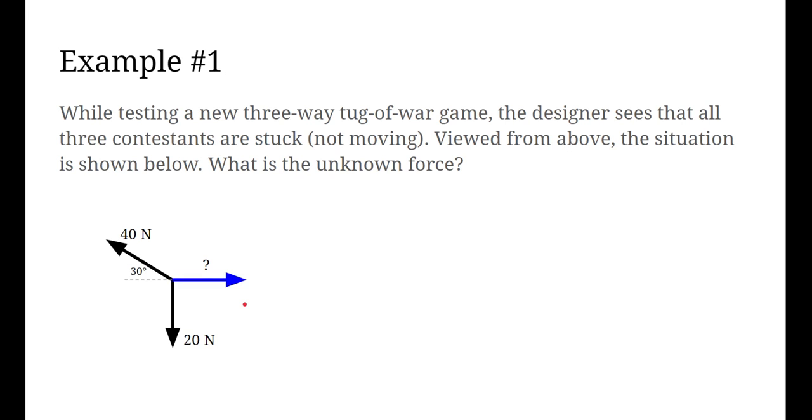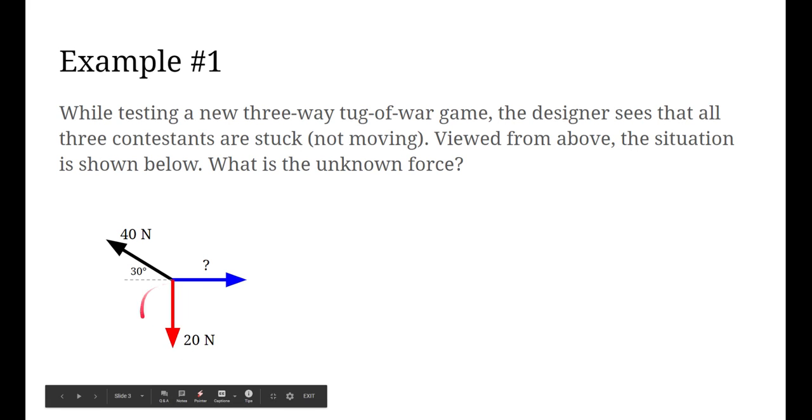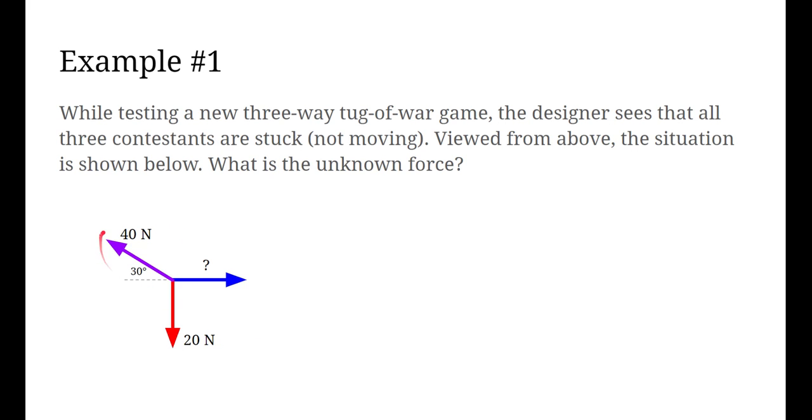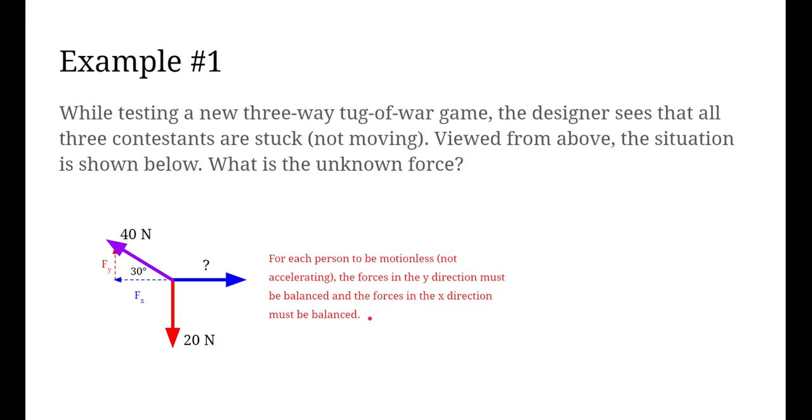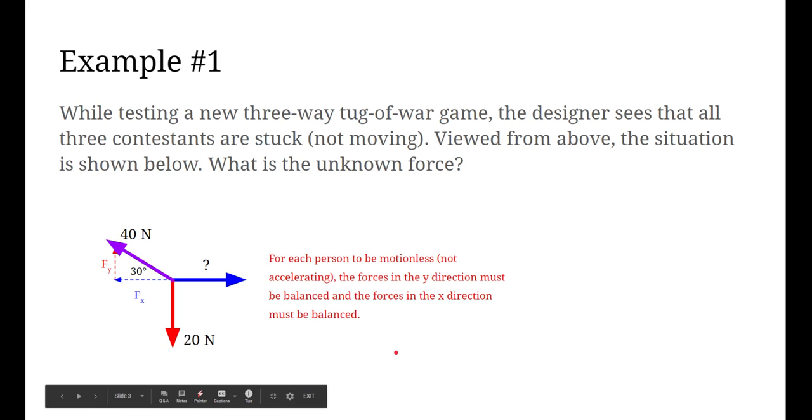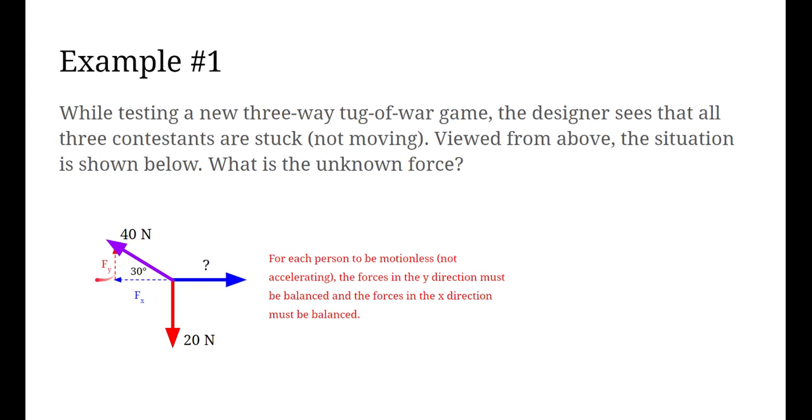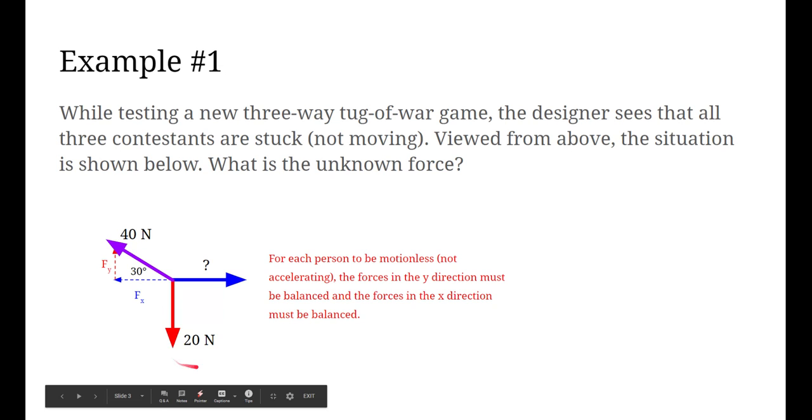So it would be useful to consider, since this component is just in the x direction, I'm going to color code it as blue. And since this force is just in the y direction, I'm going to color code it as red. But since this force is at an angle, really what we need to do is think about the components of that force in the y direction and in the x direction. So for each person to be motionless, the forces in the y direction must be balanced, meaning that the y component of the purple force and this bottom force need to be equal.